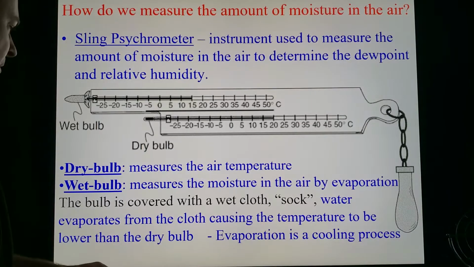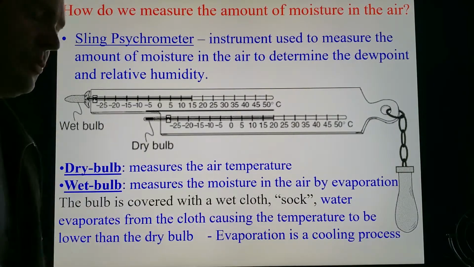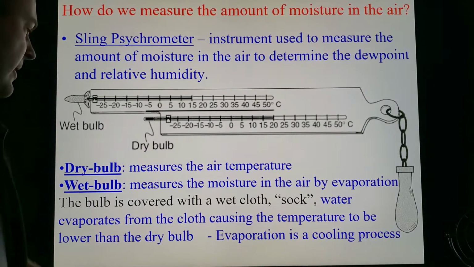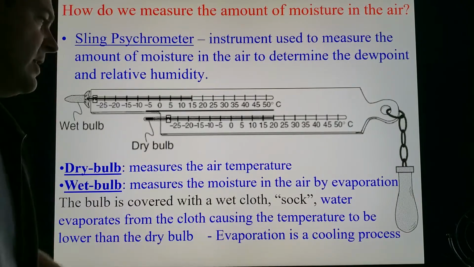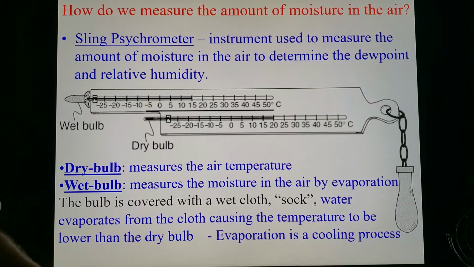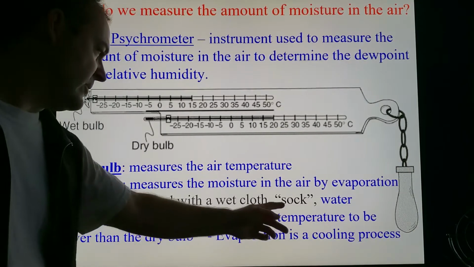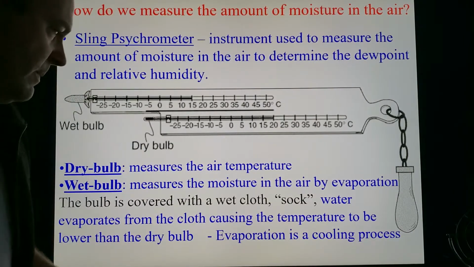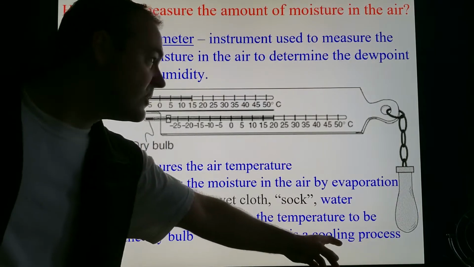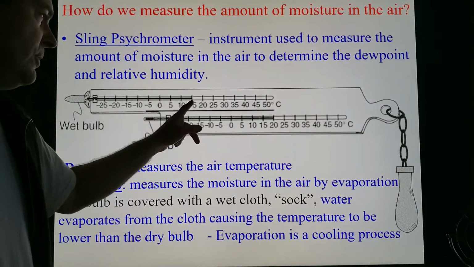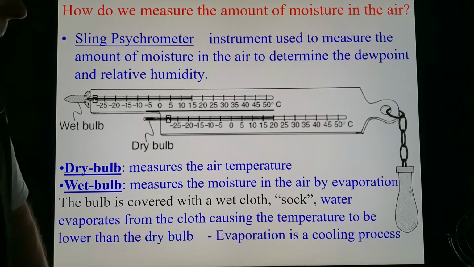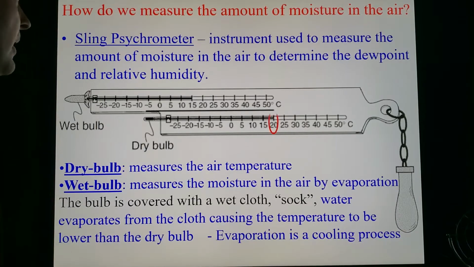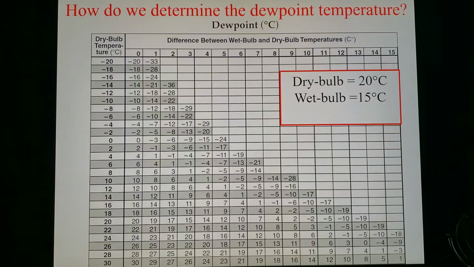All right, a couple tips here. Dry bulb is the actual air temperature, right? It's just another way of saying it. Wet bulb measures the moisture in the air by evaporation. There's that sock I was telling you about. Because evaporation is a cooling process, the wet bulb temperature is usually lower. Okay? So we're going to use that data of 20 and 15 to try to figure out the humidity and the dew point.